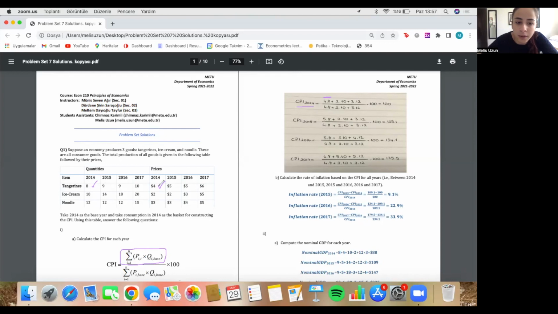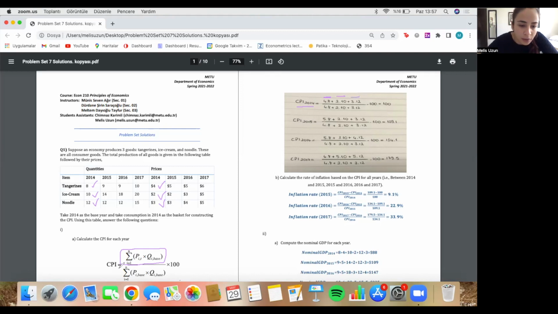Let's look at ice cream. They are $2 and their quantity is 10. So we multiply 10 with 2, like in here. Let's look at noodle. They are $3 and their quantity is 12. So we multiply.